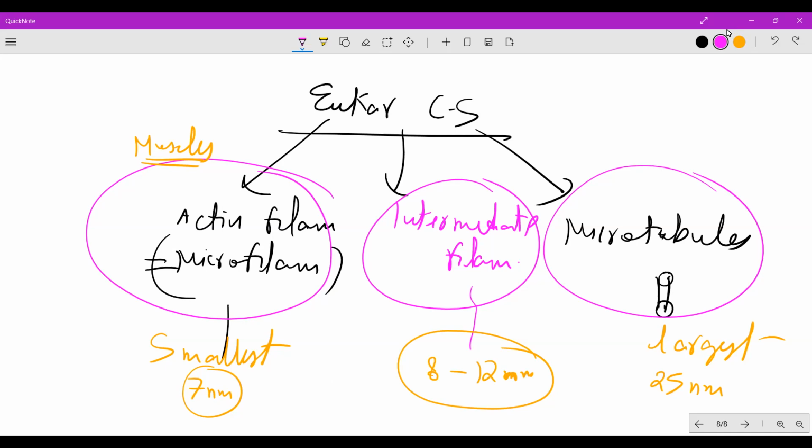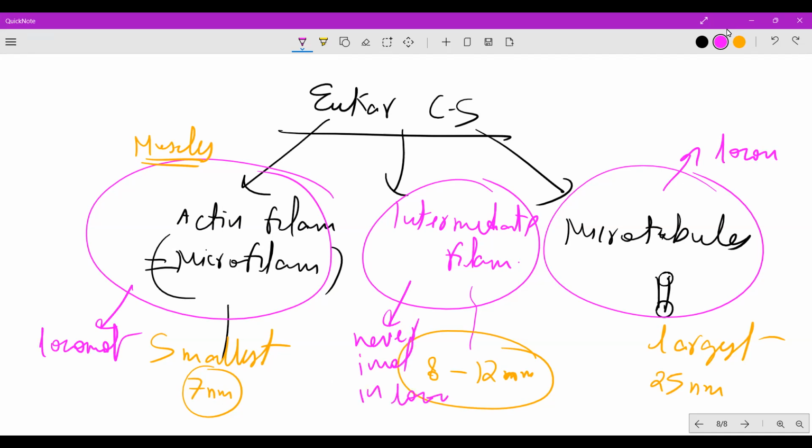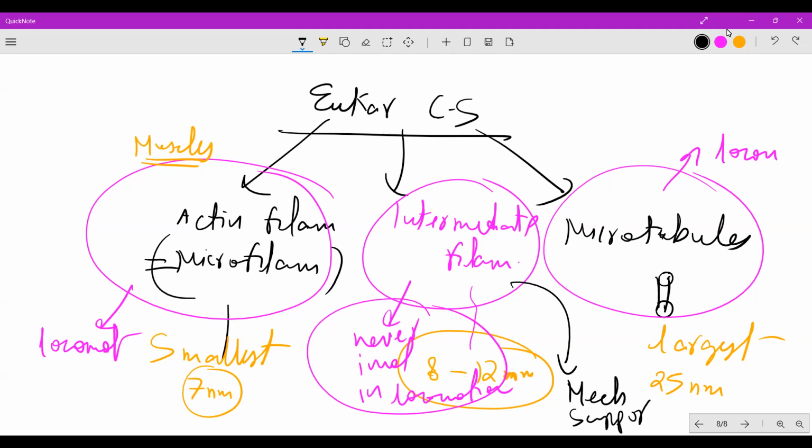और जो intermediate filaments हैं, we know they are never involved in locomotion. Actin filaments are involved in locomotion. Microtubules are involved in locomotion. But intermediate filaments are never involved in locomotion. Their primary function is to provide mechanical support. इनका main function क्या है? Intermediate filaments का main function is to provide mechanical support to the tissue.